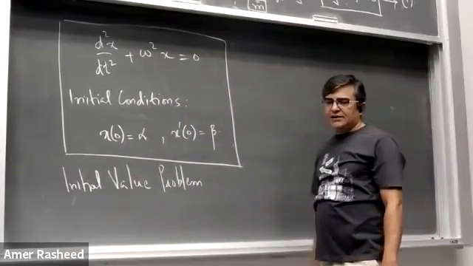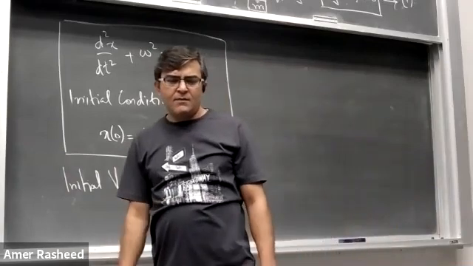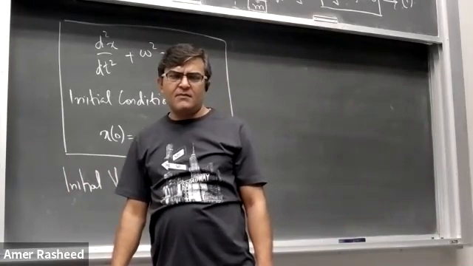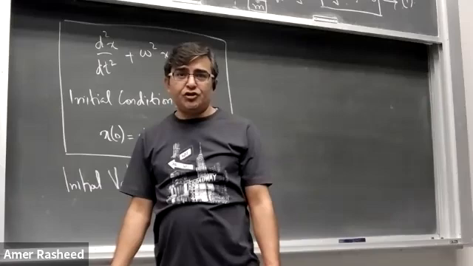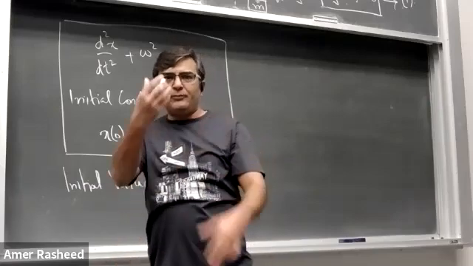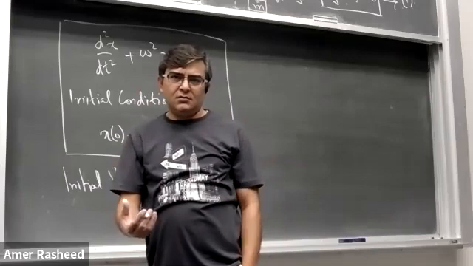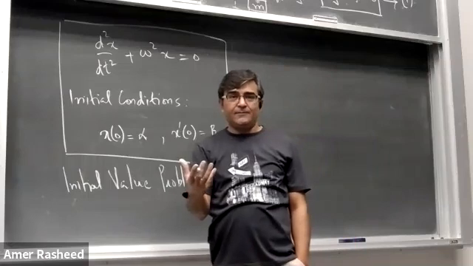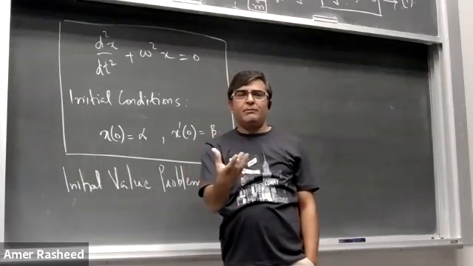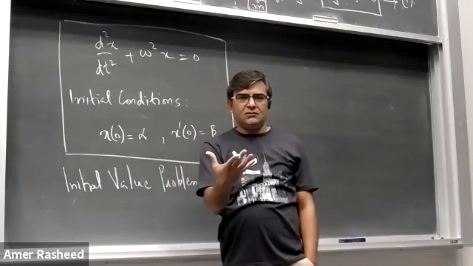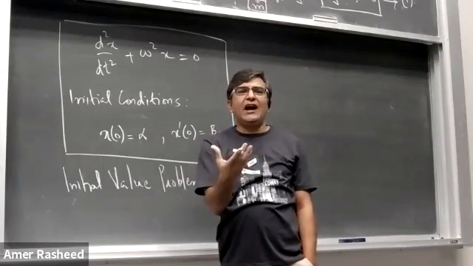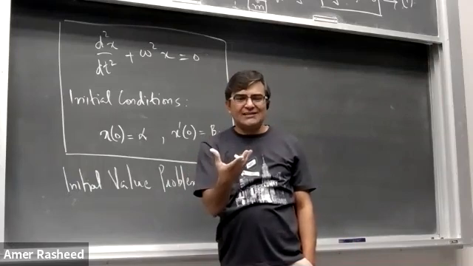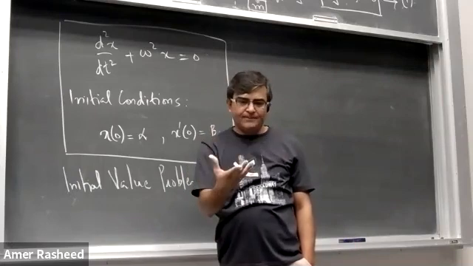Sir, at time equal to 0, we will not know x, like how much we displace. Yes, we should know it: how much displacement we have pulled down that object. So this should be known, and also the initial velocity. If we just pull down the mass and leave it, then the velocity should be 0, because it started moving from rest.